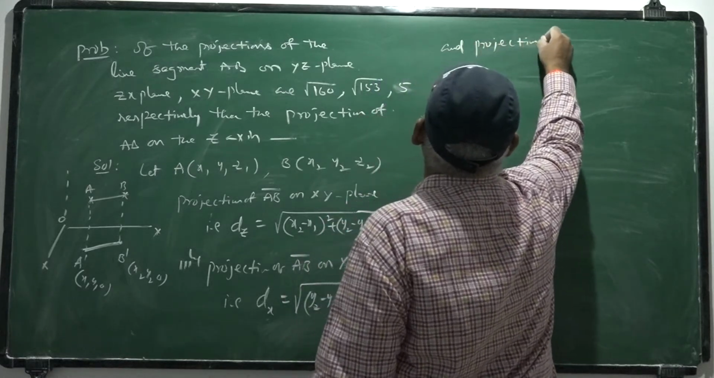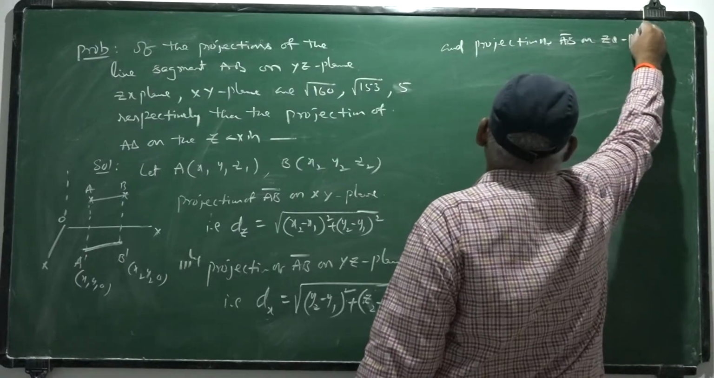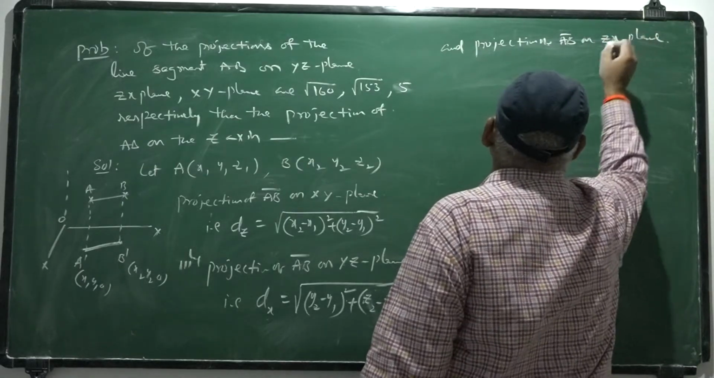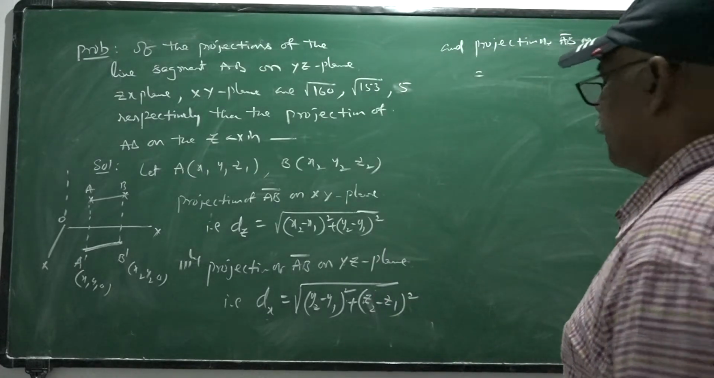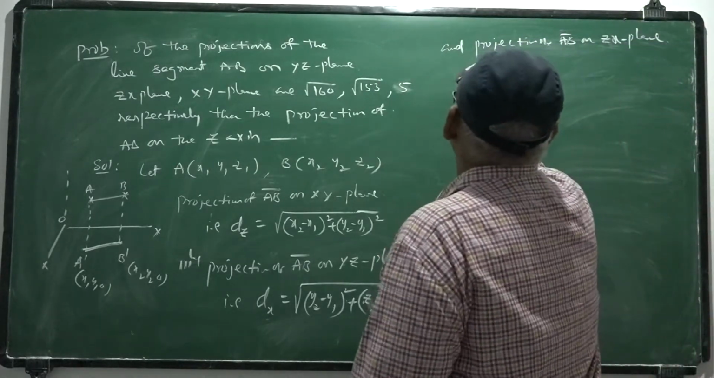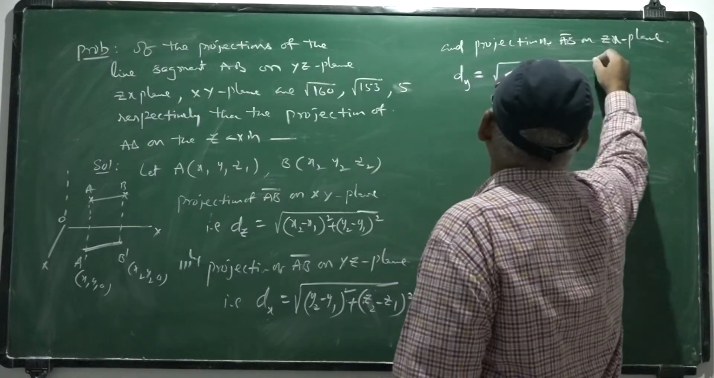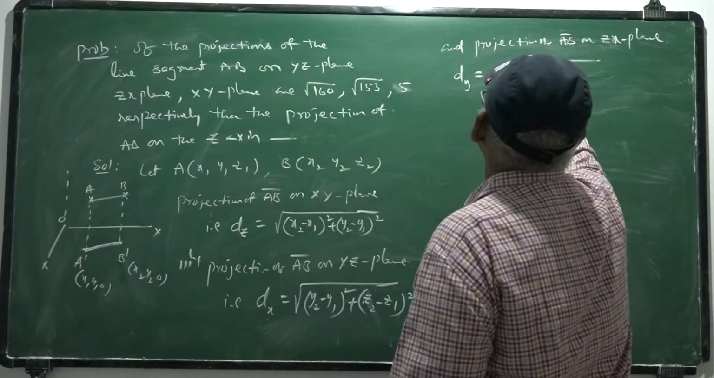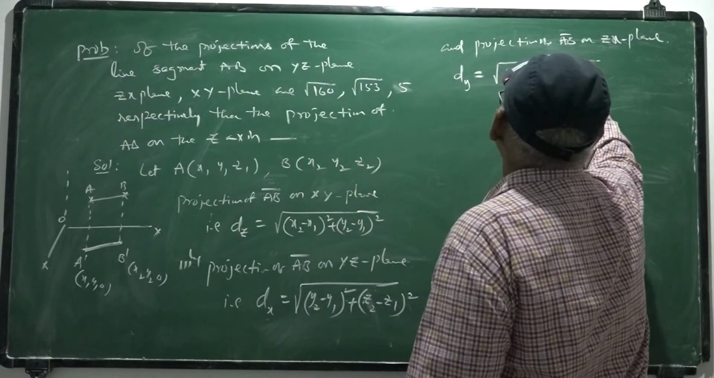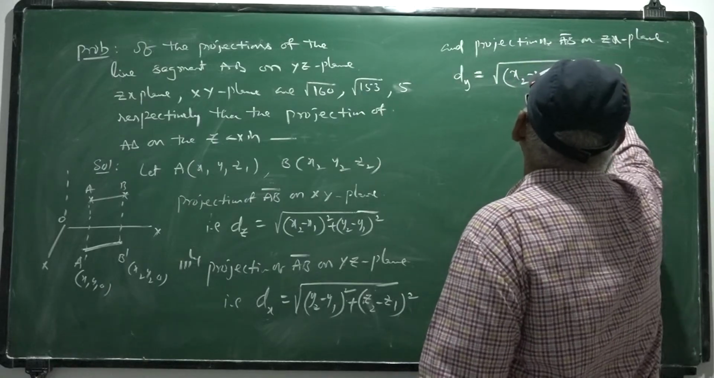Projection of AB on ZX plane. The distance between the feet of the perpendiculars from AB to ZX plane is given by dy, because y is absent in the AB. In such case, this is x2 minus x1 whole square plus z2 minus z1 whole square.